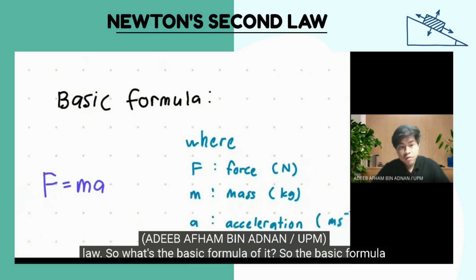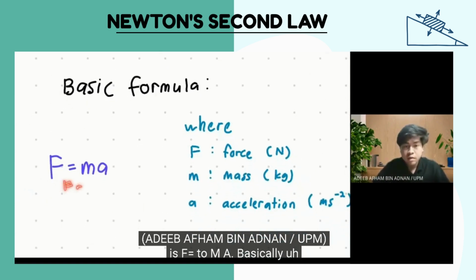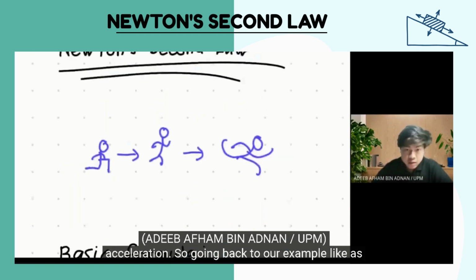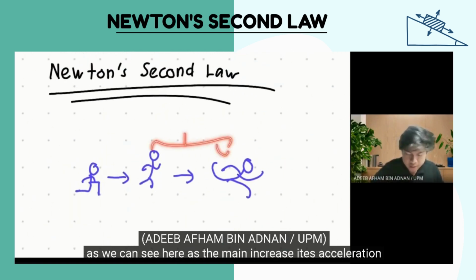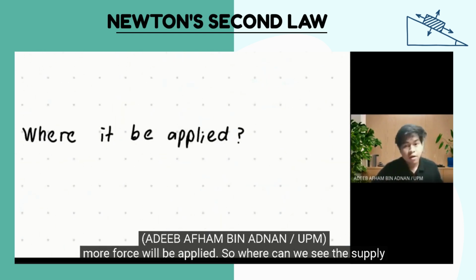So what's the basic formula of it? The basic formula is F equals ma. F is the force, m is the mass, and a is the acceleration. So going back to our example, as we can see here, as the man increases acceleration, more force will be applied.